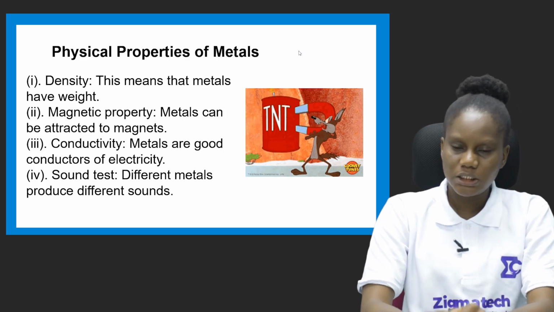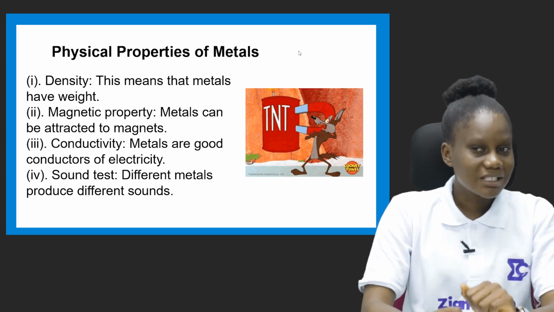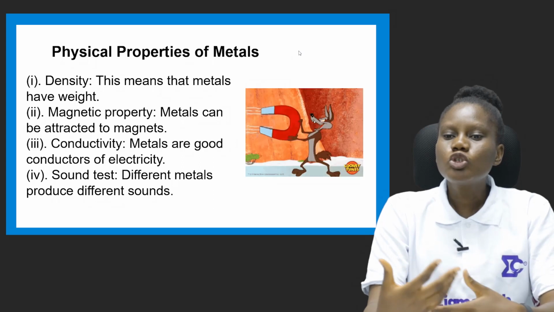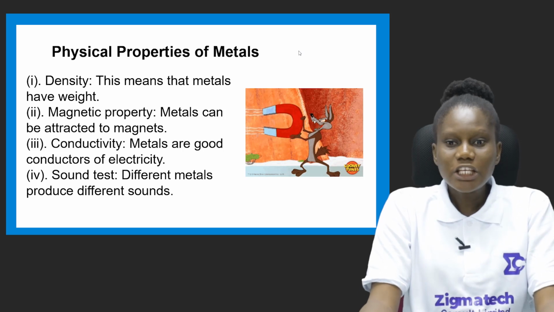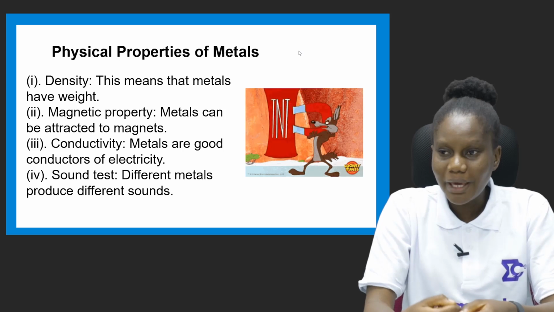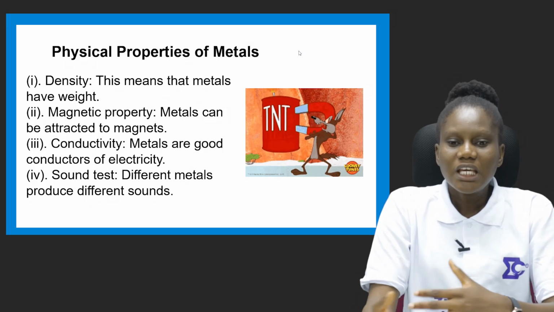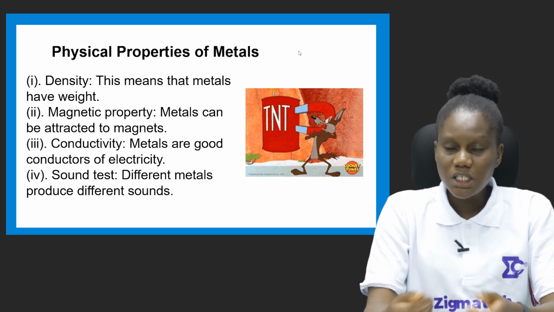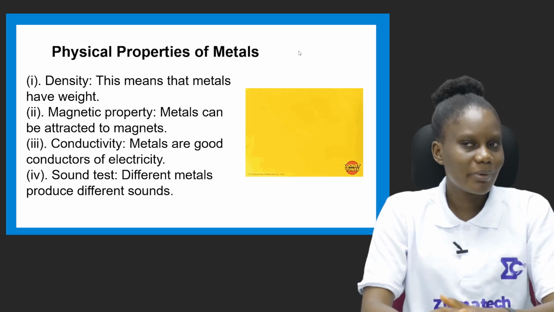Number four is sound test. Take your spoon and your iron pot and hit them together. It's going to produce a sound. So metals produce sound. Different metals produce different sounds on their own. Take your baking pan and hit it with your pen, your pencil, even a spoon, and it is going to produce sound. Hit your golds together, hit your silver together, they produce sound. Hit your zinc, your aluminum, your copper together, they produce sound. So it's one of the physical properties of metals.